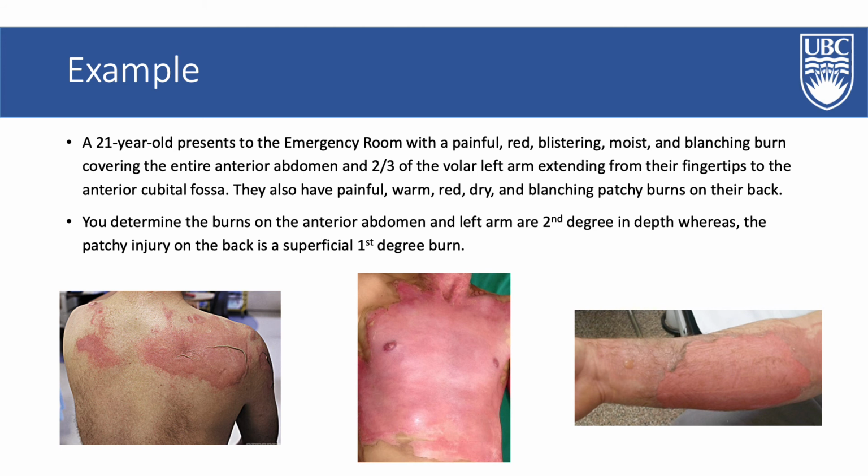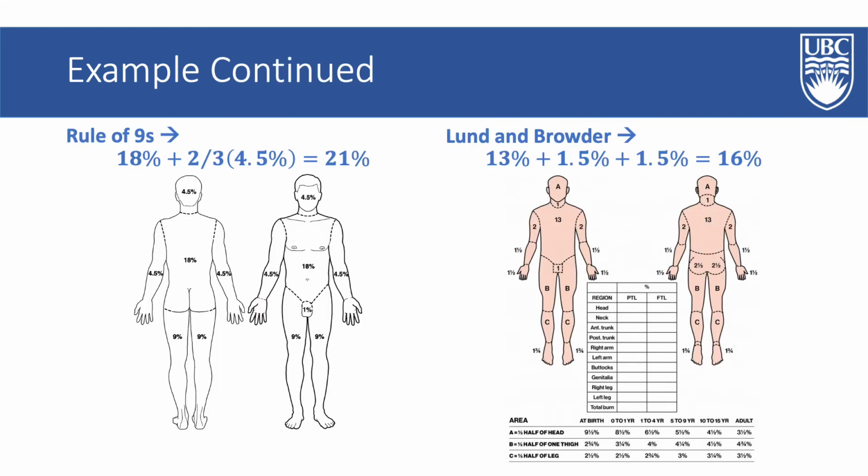You then proceed to calculate the TBSA injured. With our 21-year-old patient, we can use either the rule of nines for a quick estimation of TBSA injured or the more accurate Lund Browder chart. Remember, we only account for burns that are second degree or worse. As such, the patchy burn to the back, which is first degree, will not be included in our estimation.